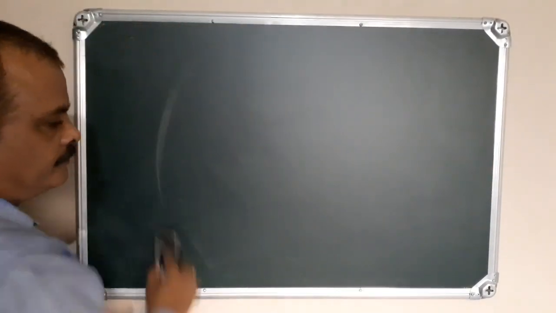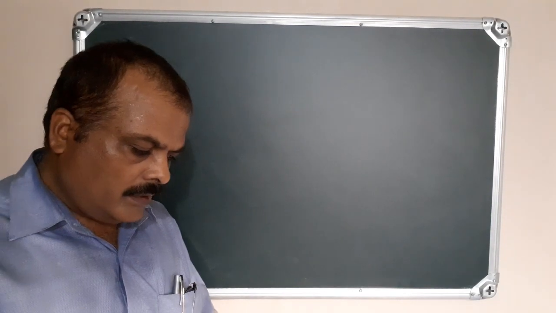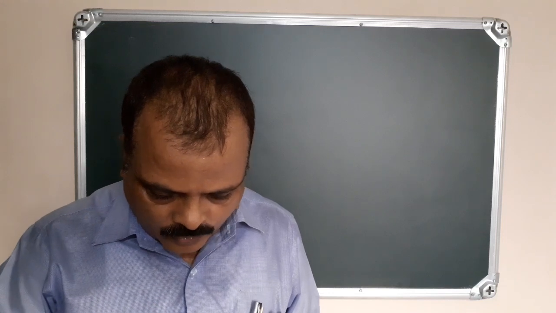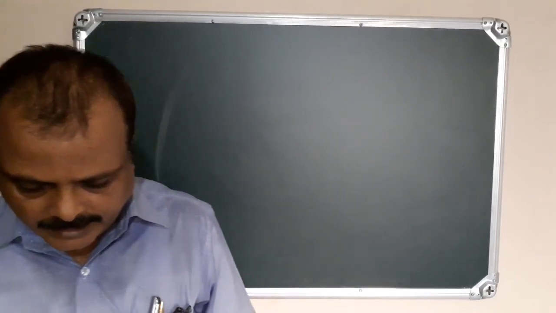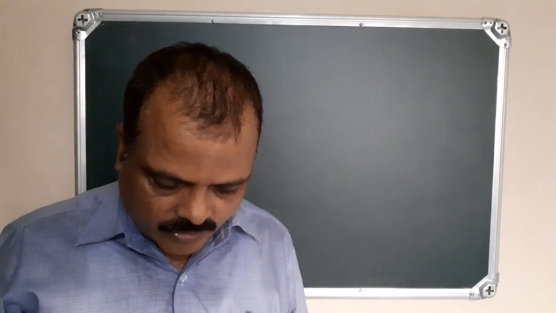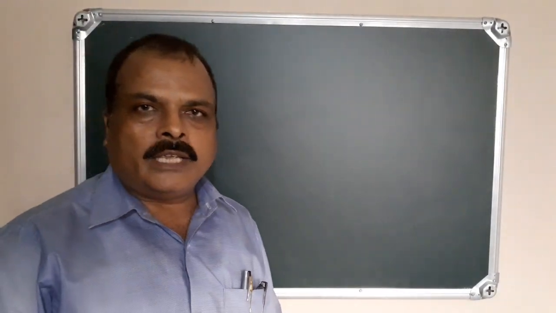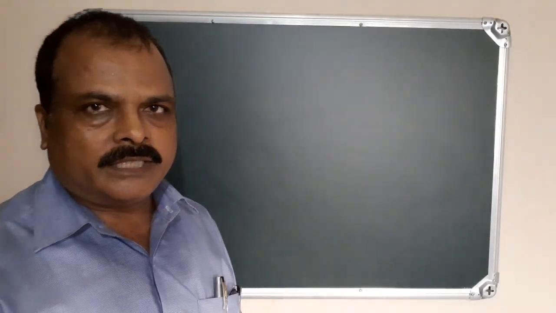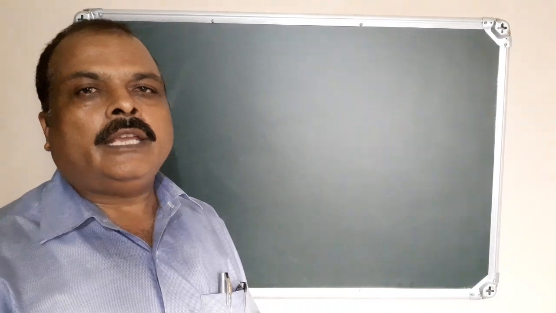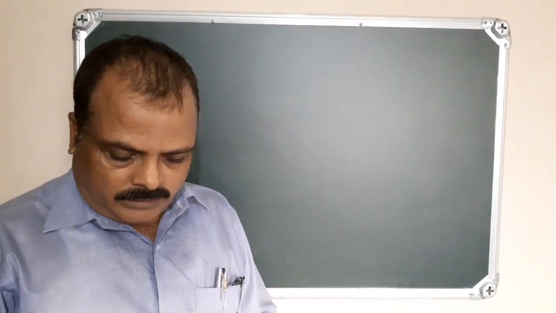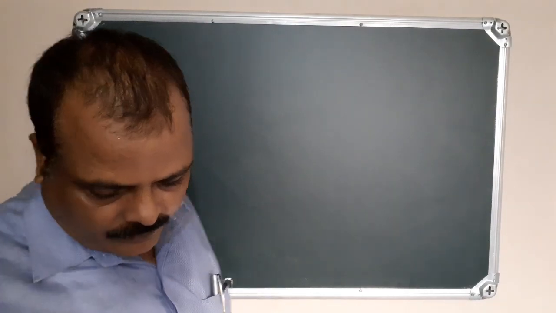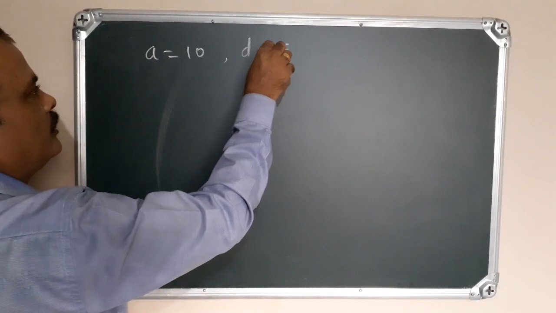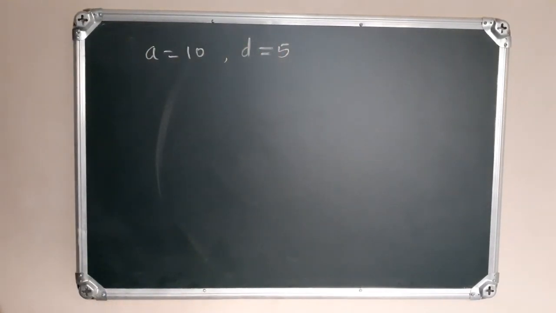There is another question. The question is like this. Write an AP whose first term is A and common difference is D in each of the following. They have given the value of A and the value of D. That is, the first term is given and the common difference is given, and we have to write an AP. How to write? So take one example. If A is equal to 10 and D is equal to 5, what will be the arithmetic progression?